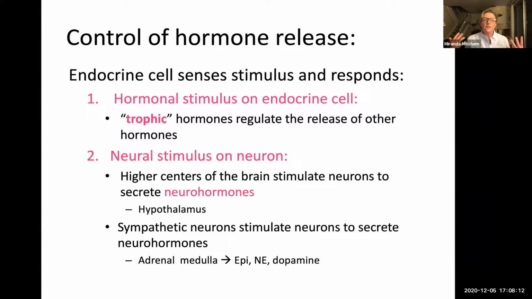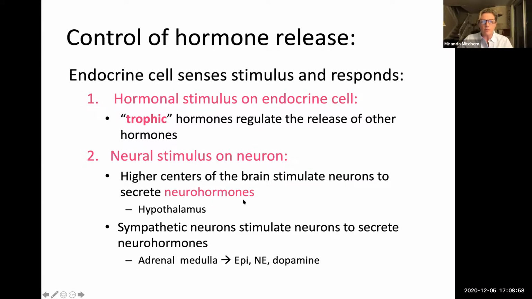So how is all of this controlled? Well, the endocrine cell is able to perceive the stimulus by interaction with the receptor, and then it can respond. So we call this trophic. What this means is that one hormone regulates the release of another hormone. And we'll look at a cascade of hormones that are trophic. We also have, the nervous system can also stimulate the release of hormones.